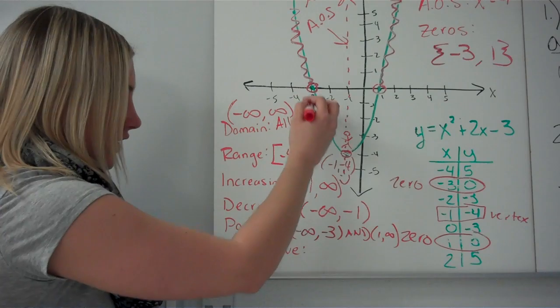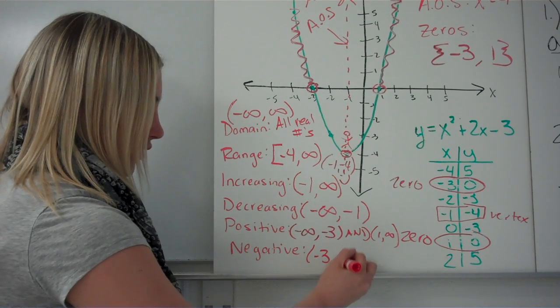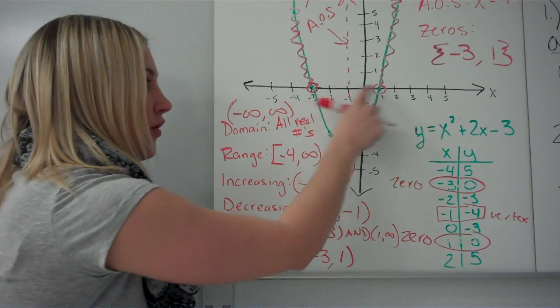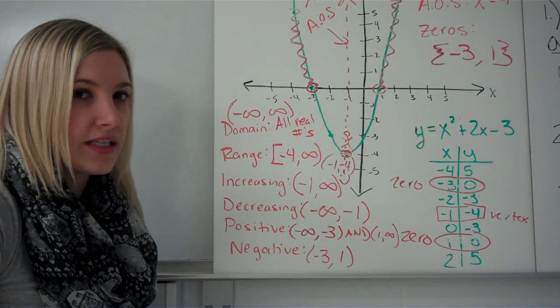Then the negative is the rest of it. So it is negative from -3 to 1. And again, you don't include those 2 points because they're 0. 0 is considered neither positive or negative.